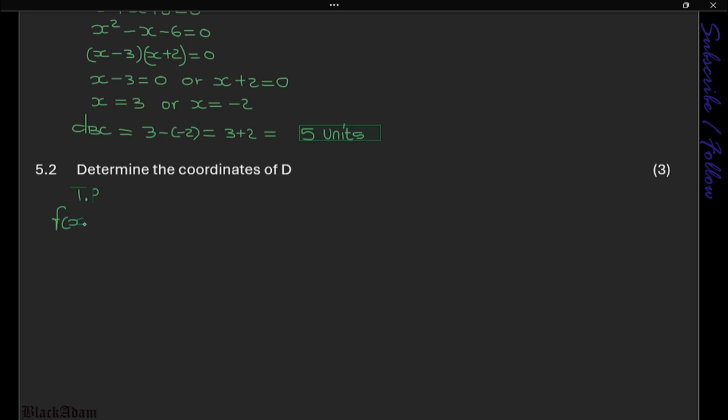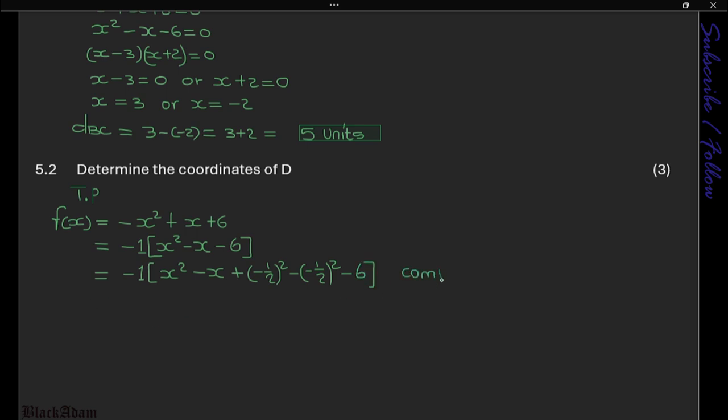The equation is negative x squared plus x plus 6, and then we factor out -1 because we need the coefficient of x squared to be 1. So that's -1 bracket x squared minus x minus 6, and we are completing the square. So x squared minus x plus half of b squared, which is negative half squared, minus negative half squared, minus 6. So that's what we do when we complete the square. We add half b squared minus half b squared in the equation.